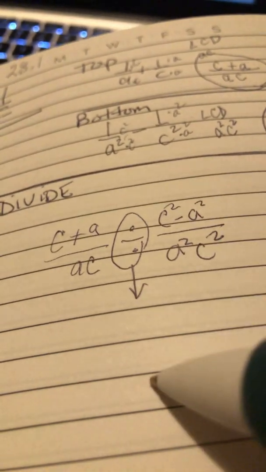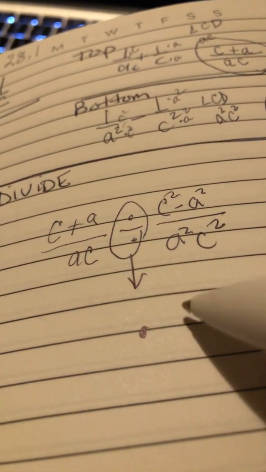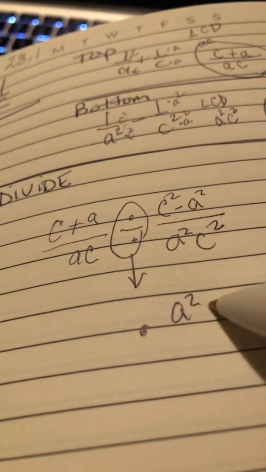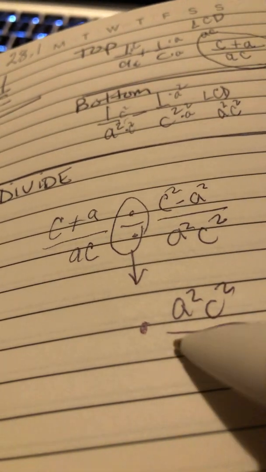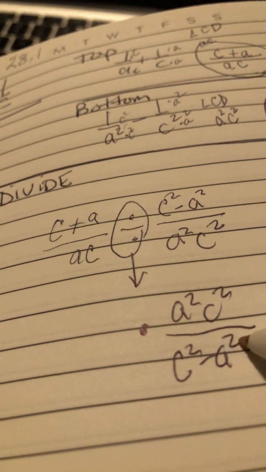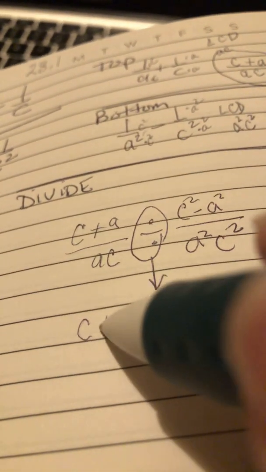So now we can't do division of fractions. We have to turn it into multiplication and flip the second number. So this is going to have A squared C squared on top and C squared minus A squared on the bottom. The first one stays the same always.